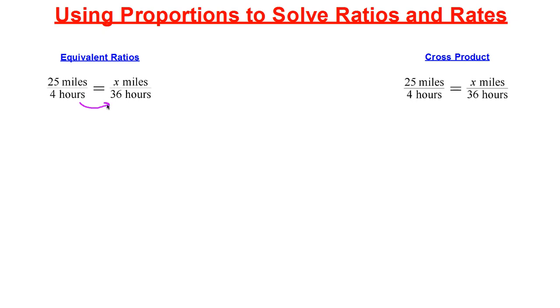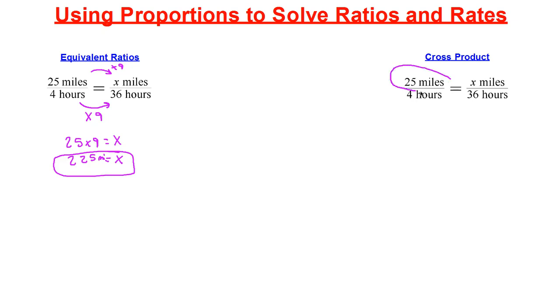4 times what number is going to be equal to 36? Now, this one is simple. Times 9. So in this case, we got 25 times 9 is going to be equal to x. So x, our missing number of miles, is going to be equal to 225 miles. Okay, so I could see that I could easily multiply 4 times 9 in order to get 36, so I went with equivalent ratios here.